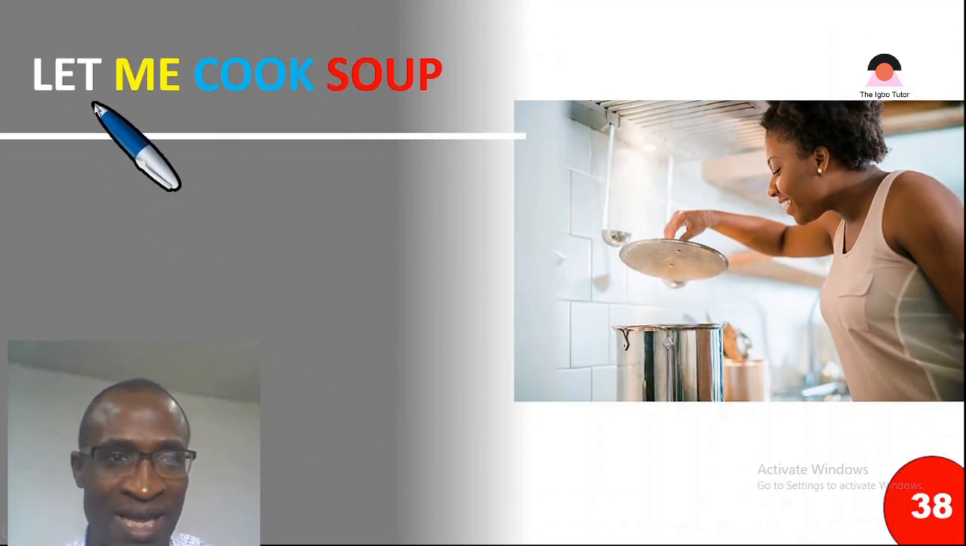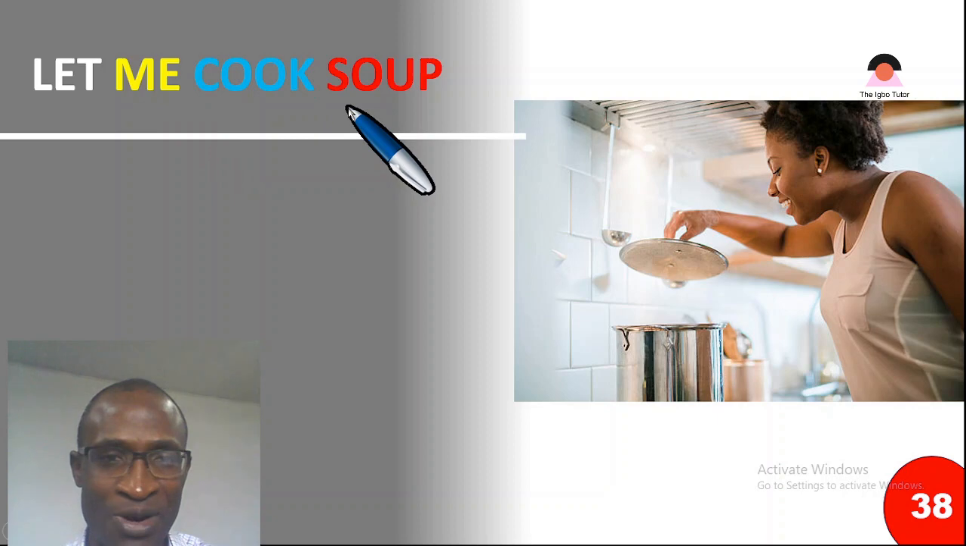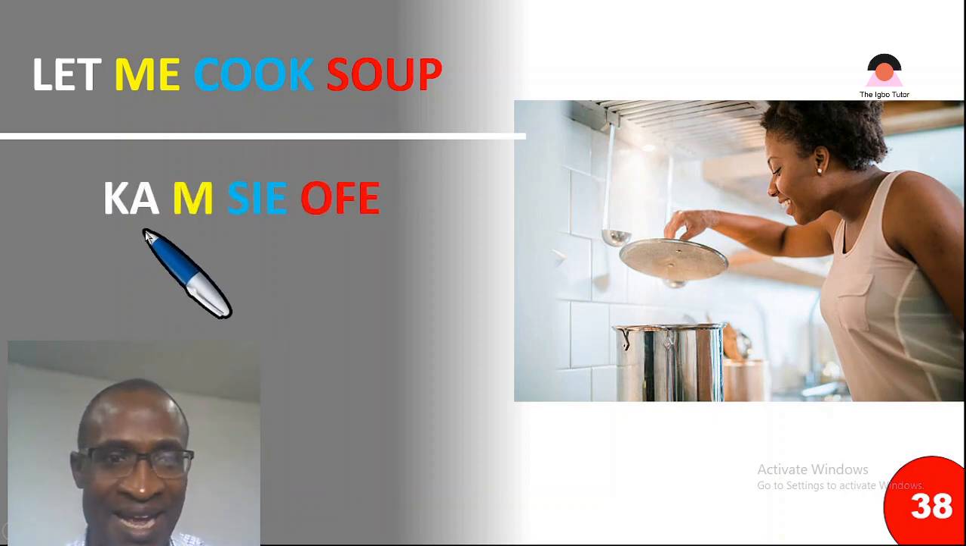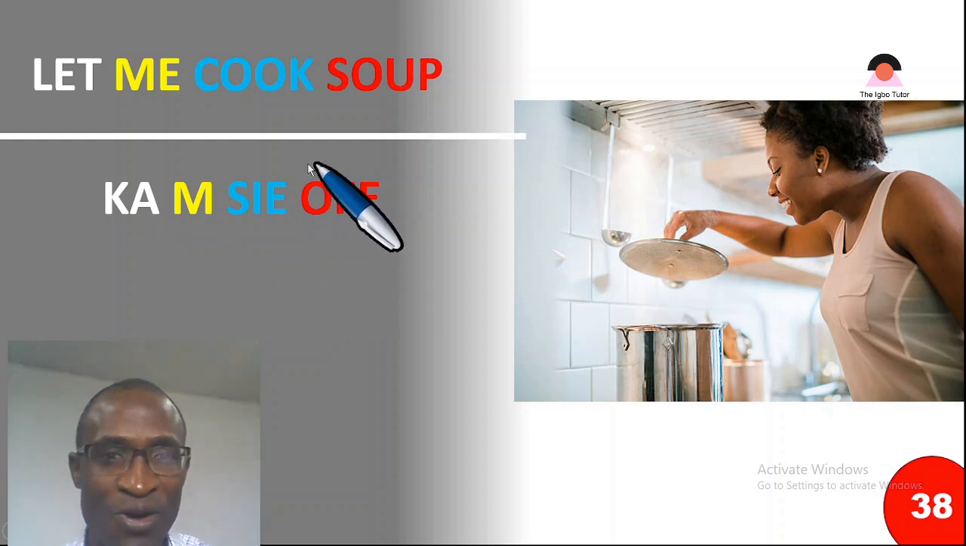And he goes on to say, let me cook soup now. Enough of talk. Let me cook soup. How is that said in Igbo language? Ka m sie ofe. Ofe is soup. Ka m sie ofe, let me cook soup.